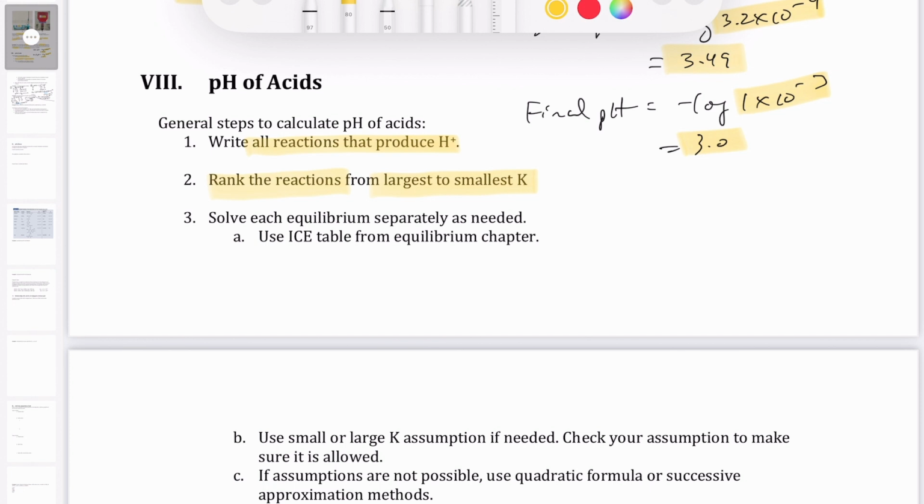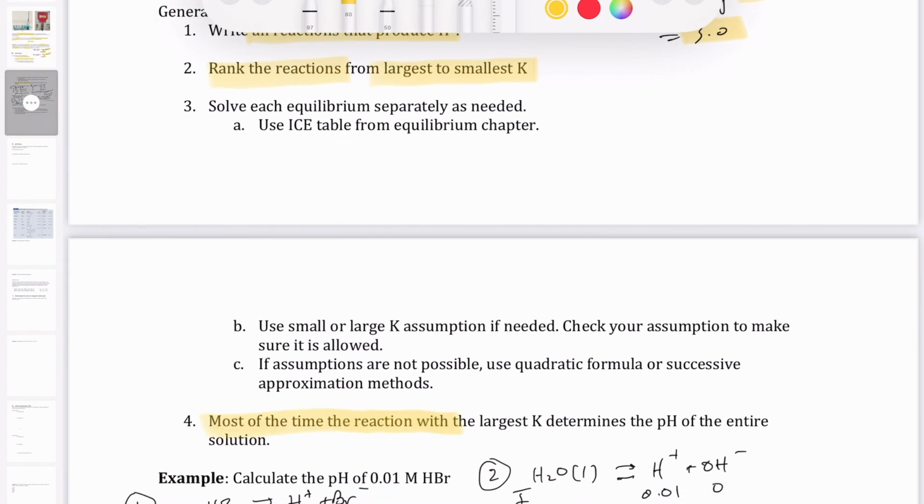And the reason we do that is because some reactions produce so much H plus that even though you might have other reactions that also produce H plus, the first reaction dominates so much that you can ignore all the other reactions. Most of the time, the reaction with the largest K will determine how much H plus you have and therefore determine the pH of the solution. In the examples that follow, you'll see how some of the smaller K reactions may be ignored in determining pH.